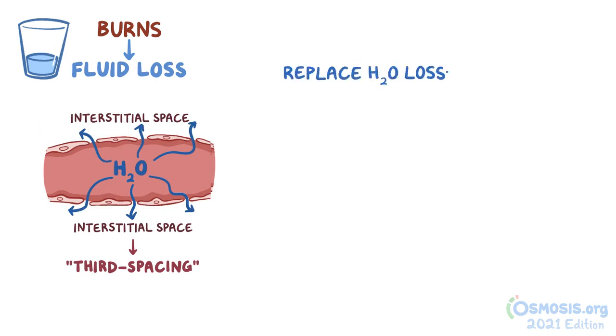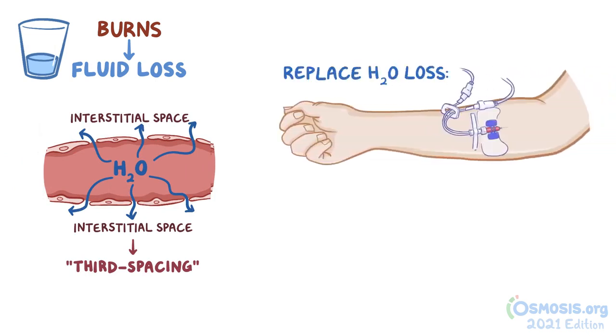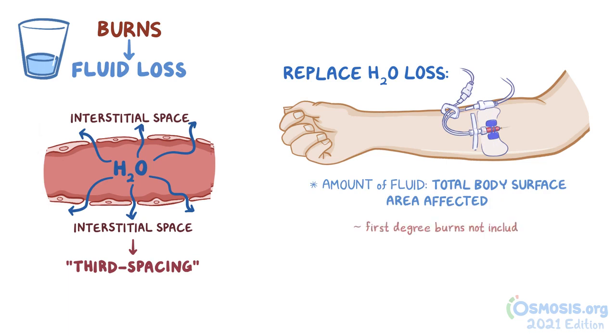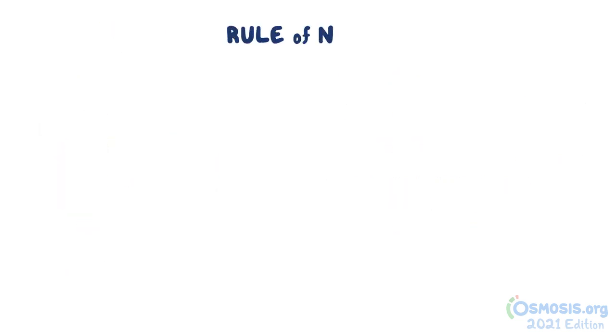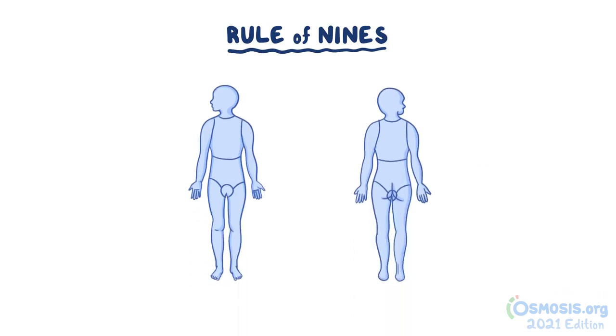To replace the loss, place 2 large-bore intravenous lines on an unburnt area of the skin. The amount of fluid to give depends on the total body surface area affected. Importantly, first-degree burns are not included in the calculation. To measure this, the rule of nines is used in adults. This method divides the body into 11 areas, each equal to 9%.